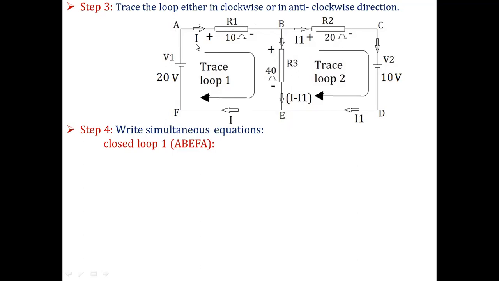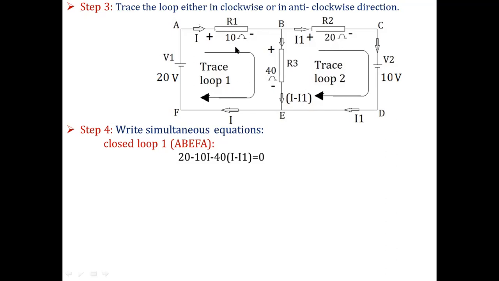A to B, which current is flowing here? A to B, I is flowing. So I into 10, 10 I we have to write down. The end sign is minus, so minus 10 I. Next, B to E, which resistance is there? R3, R3 equals 40 ohm. But the current is I minus I1. This is I1 and this is I2.